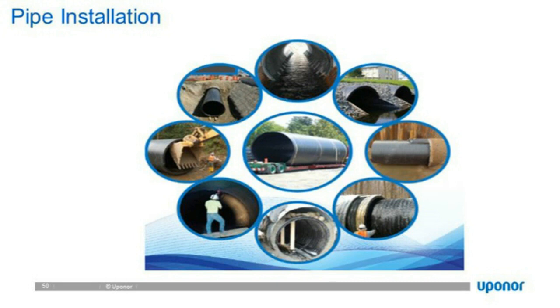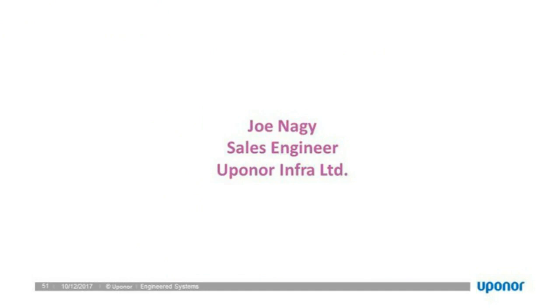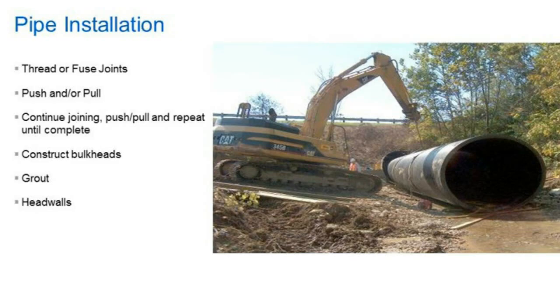Okay, thank you, Mark. So we have pipe installation, and some things that we are going to talk about through this part of the presentation are the types of joints that are available, which is threaded and fused joints or welded. We're going to talk about whether we're going to push and pull the pipe into place, the process of repeating that, constructing the bulkheads, grouting, head walls, and, as Mark said, some project profiles.